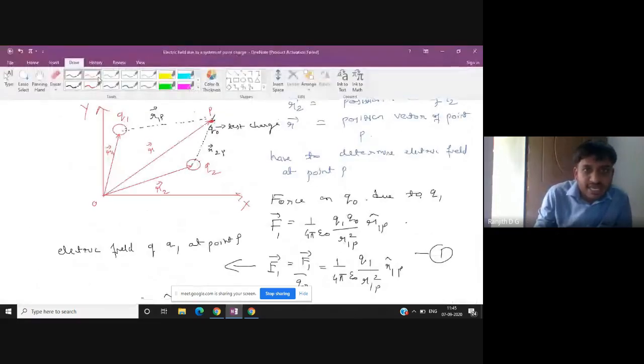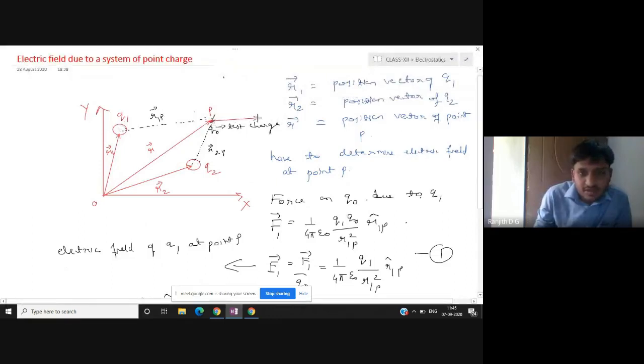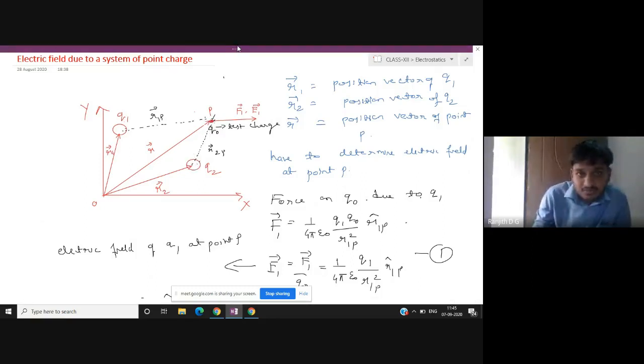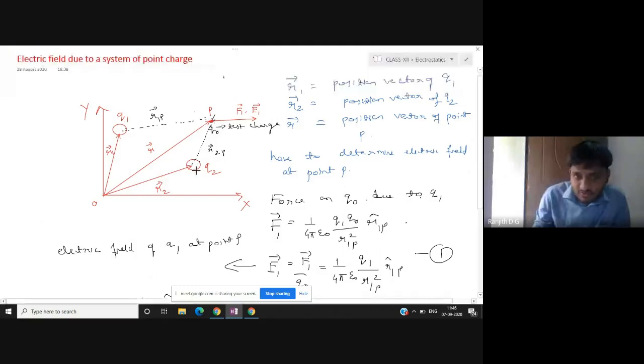So look here, very important. At the point P, the direction of the E1 will be like this. That means F1 and E1 will be the same, because Q0 is positive, Q1 is also positive. They will be repelling. Repelling will be F1 in this direction, which means E1 is also in the same direction. Now look at what happens to the Q2. F2, the force on Q0 due to Q2, will be in this direction. This is what we say F2, and E2 is also in the same direction.